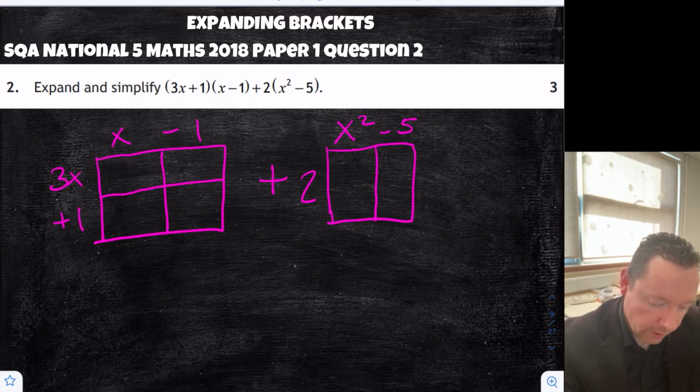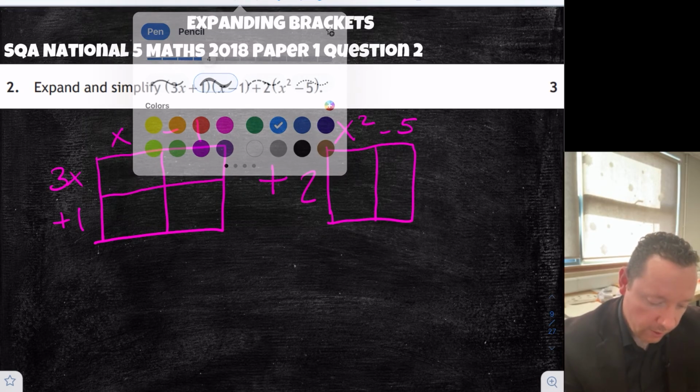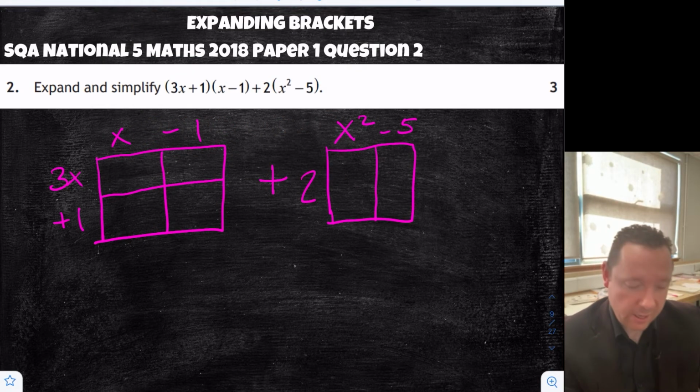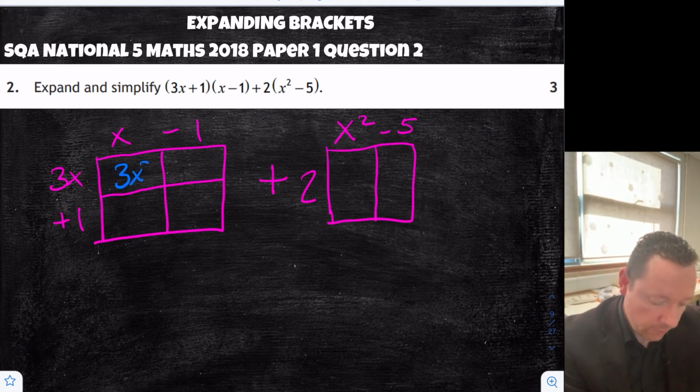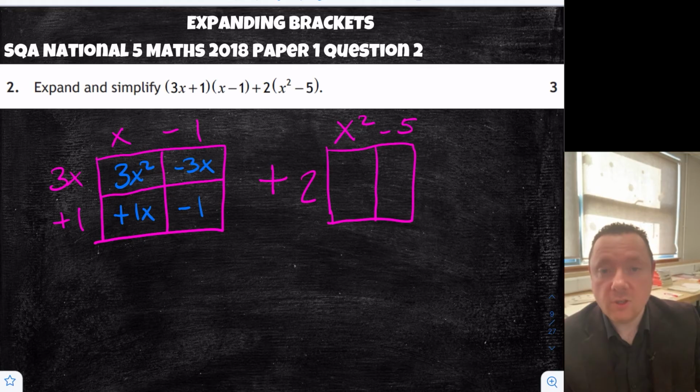So I can now easily expand it using a different colour to highlight the answers. 3x times x is 3x squared. 3x times minus 1 is minus 3x. 1 times x is plus 1x. 1 times minus 1 is minus 1. So there's my first set of answers.